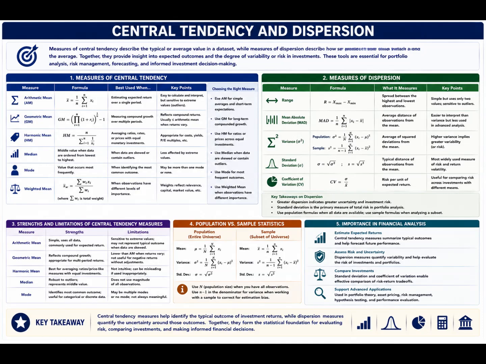and weighted mean. The arithmetic mean is calculated as the sum of observations divided by the number of observations and is commonly used to estimate expected returns over a single period. The geometric mean measures compounded growth over multiple periods and is especially useful for evaluating long-term investment performance. The harmonic mean is applied when averaging ratios or prices across equal monetary investments.